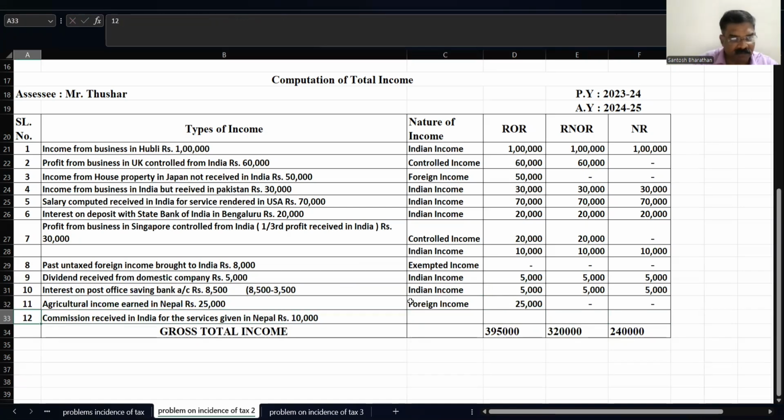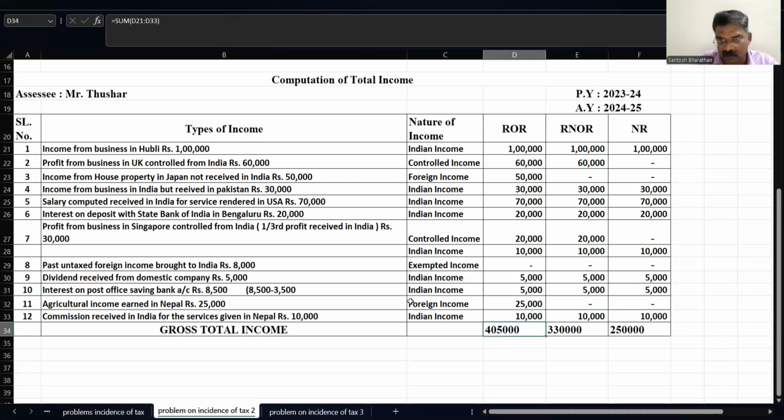Now coming to the last one, commission received in India from a service given in Nepal, rupees 10,000. Wherever the service is given, we don't mind, but the commission is received in India. So India is receiving the money. So we treat that as an Indian income, and it is taxable in all the three cases. That means the rupees 10,000 is taxable in all the three cases. So I'll mention it as 10,000, copied here.